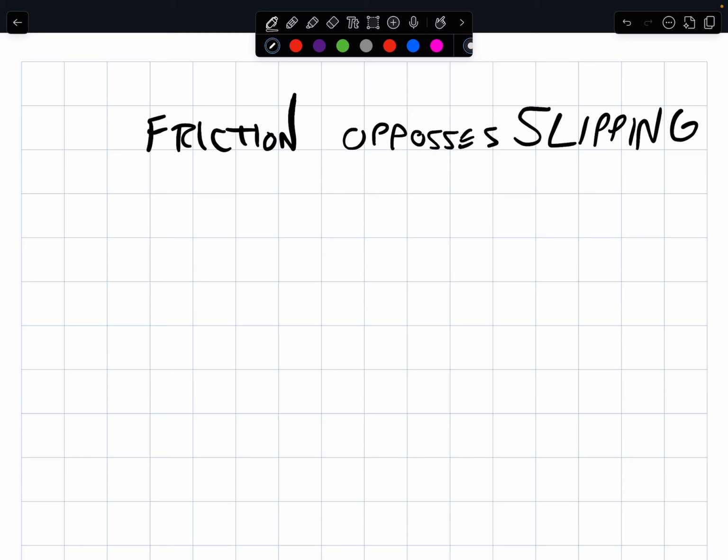So friction is a force that opposes slipping, and I'm going to represent frictional forces using a lowercase f for friction. We've done some problems with friction already, so let's just do a couple of simple ones here that don't involve a whole lot of math. So here we go.